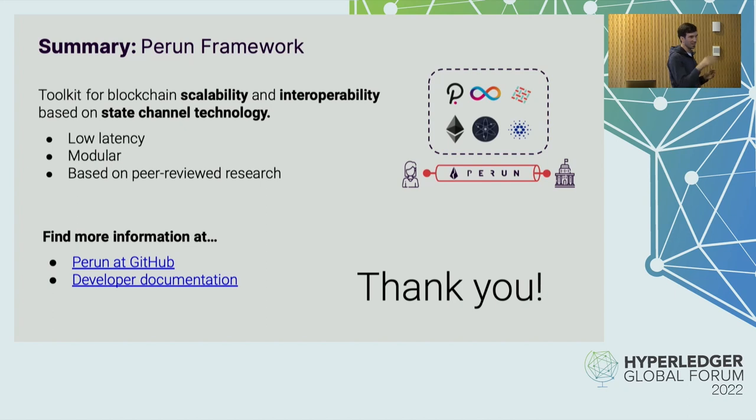Let me just recall if I understand this correctly, because it's important to me as I'm thinking about applications. So I essentially write a Solidity smart contract. Exactly. Put it on the mainnet. Or whatever chain. Exactly. I have the Perun contract that points to that state machine. Exactly.